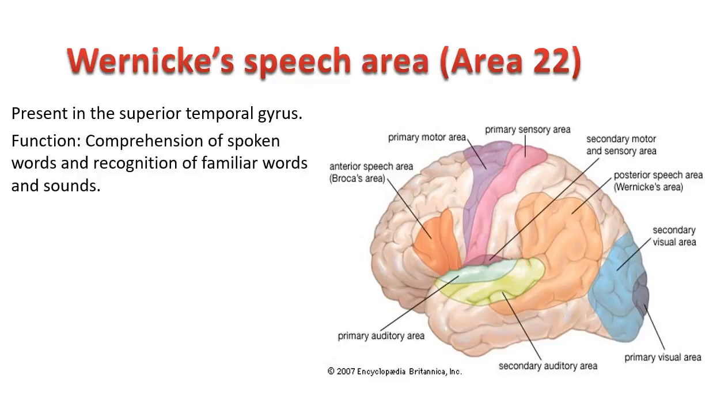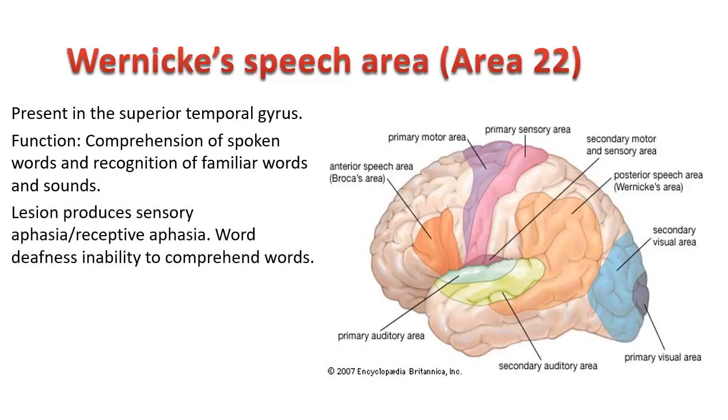So here area 22 mainly leads to receptive aphasia. Again, inability to comprehend the words and the repetition of the words. So word deafness. Whatever word you tell, he won't be able to comprehend the meaning of it.